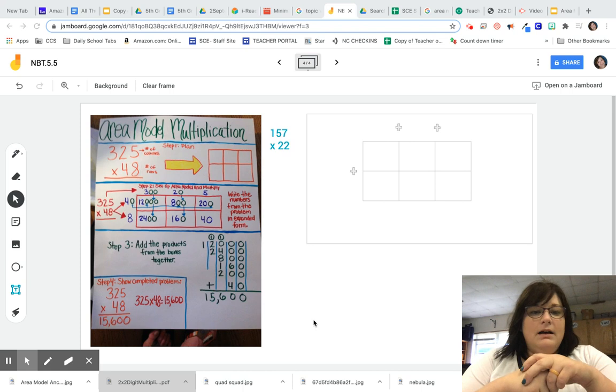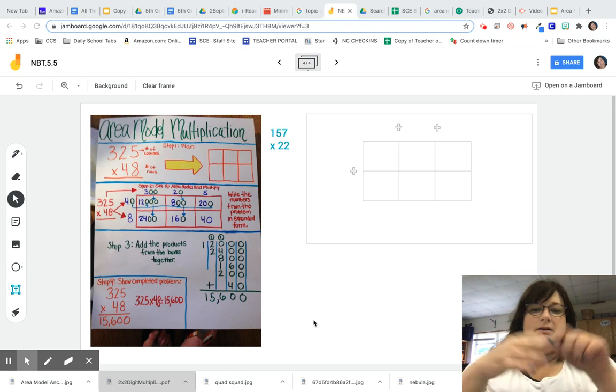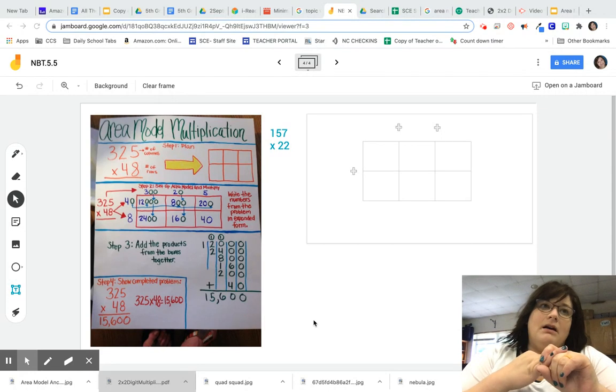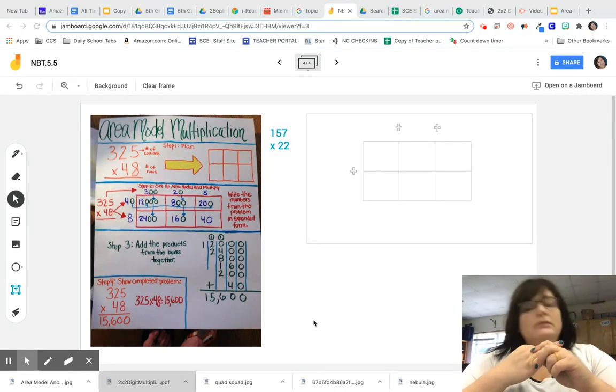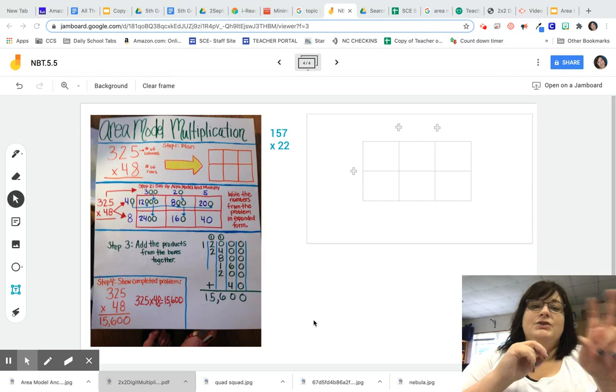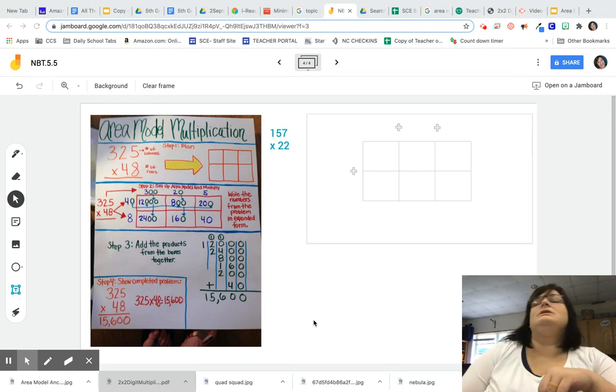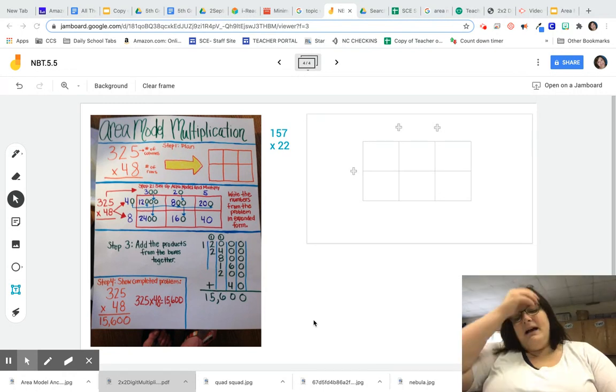Right, friends and comrades, we have taken a look at our I can statement this week. We've taken a look at modeling the area model of multiplication by digits by 2 digits. And today we're going to look at the area model for 3 digits by 2 digits. So let's go ahead and dive right in.